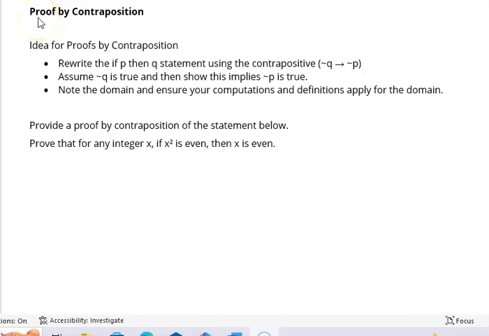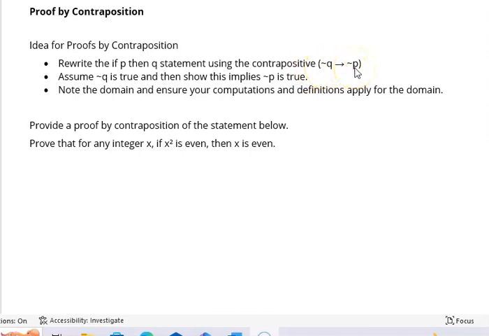In this video, we're going to learn to do a proof by contraposition. So here's the idea for proofs by contraposition. We rewrite the given if P then Q statement using the contrapositive. Remember, the contrapositive of if P then Q is not Q implies not P.